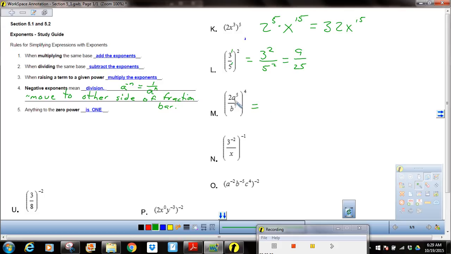M, 2 to the 4th power. And a to the 5th raised to the 4th would be a to the 20th, because we multiply the exponents, over b to the 7th raised to the 4th. We multiply the exponents, we get b to the 28th. So when I simplify this, 2 to the 4th is going to be 16, a to the 20th over b to the 28th. Okay, N.